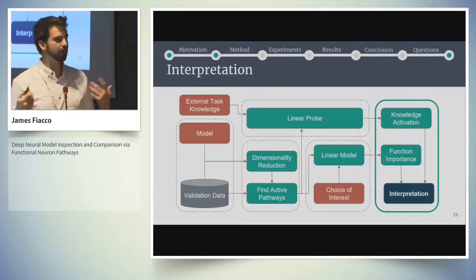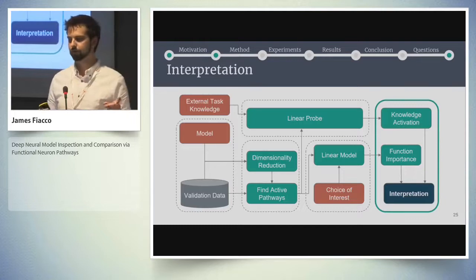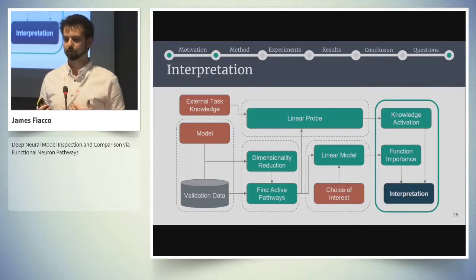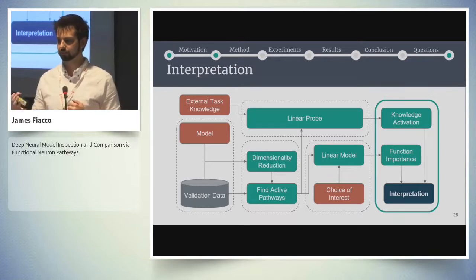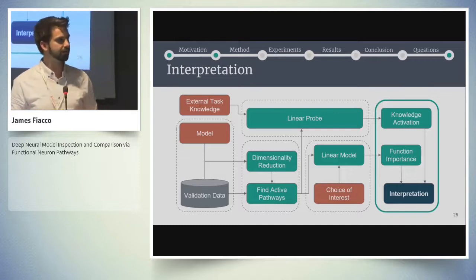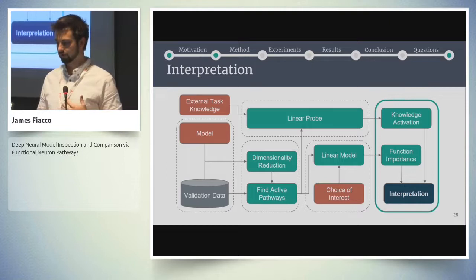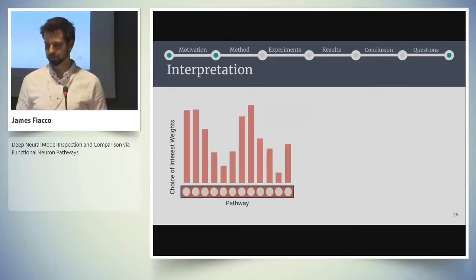And now that we have the knowledge activations from the linear probes on the external knowledge, where the weights give you how associated a given neuron or a given pathway is with that type of knowledge, and we have the functional importance, which is how influential a given pathway is on the question that you're asking about your model, we can start to combine those into an interpretation.